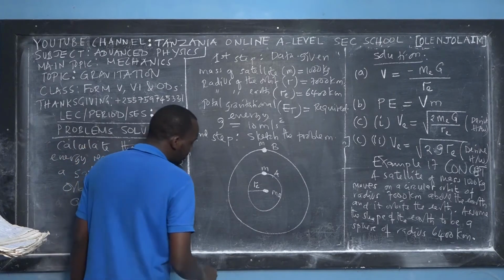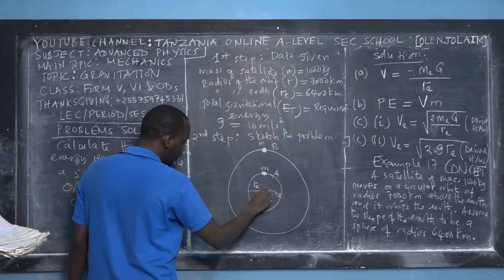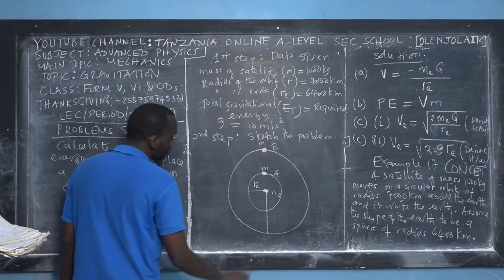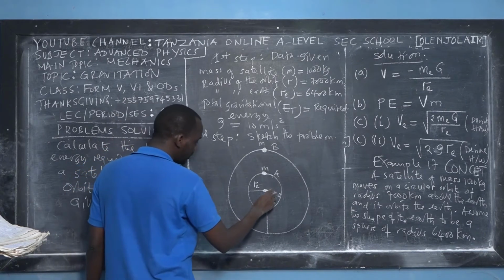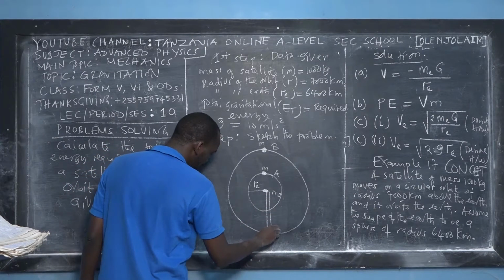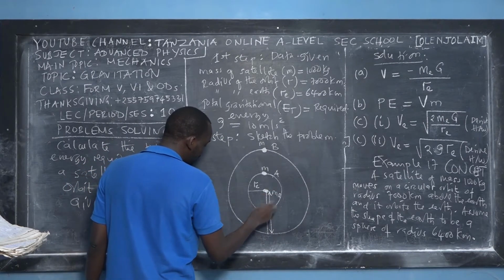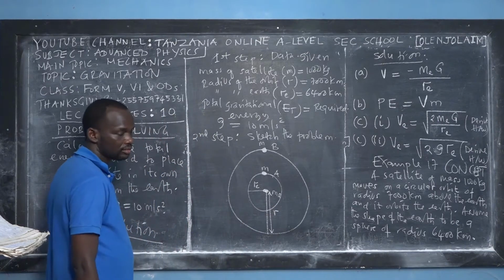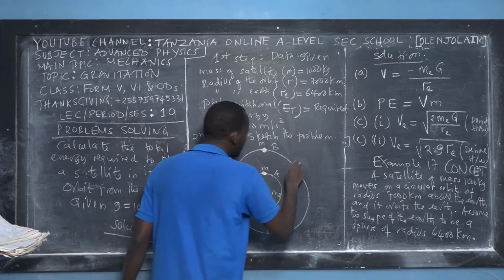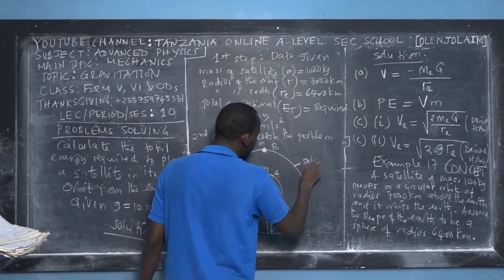This is what we call the radius of the S. But again, we have what we call the height of the orbit, not above the surface. From the center, we have the notation r. So what is this? We call it the satellite's orbit.